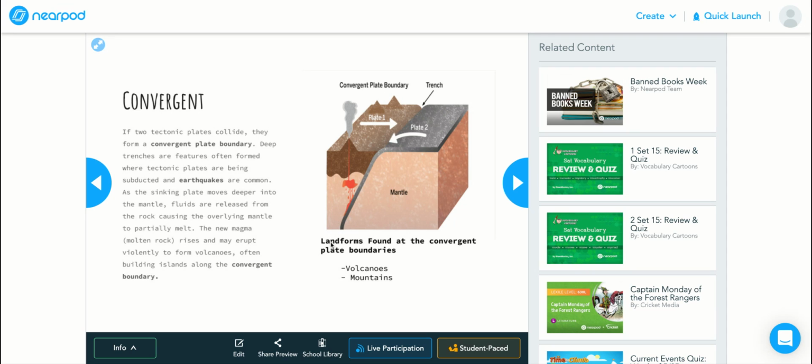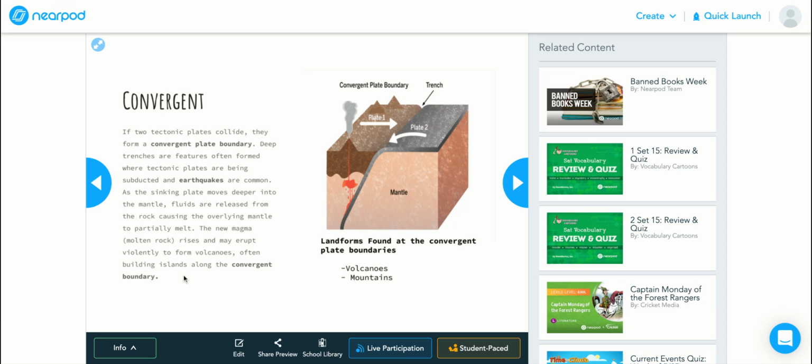The fluids are released from the rock, causing the overlying mantle. So overlying means the mantle that's above it, that's laying on top of it, to partially melt. The new magma, which is molten rock, and molten rock is like really hot rock, rises and may erupt violently to form volcanoes. So volcanoes can even form at convergent plate boundaries.